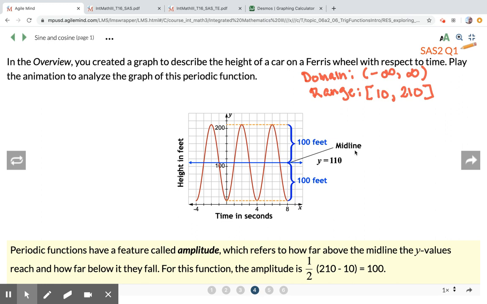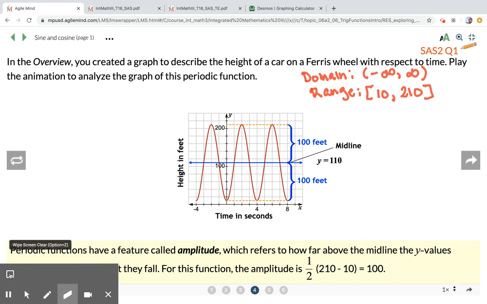Remember how in order to find the midline, we added our maximum and minimum and divided by 2? That means in order to find your amplitude, you subtract your minimum from your maximum and divide by 2. So if I did 210 minus 10 and then divided by 2, that's going to give me my amplitude. So in the case of this particular problem, looks like my amplitude is about 100 feet. Yay.